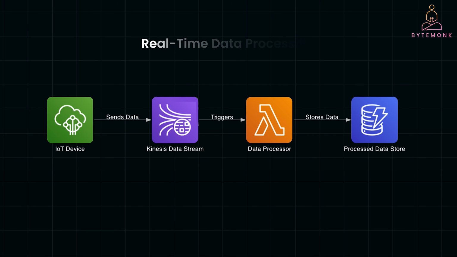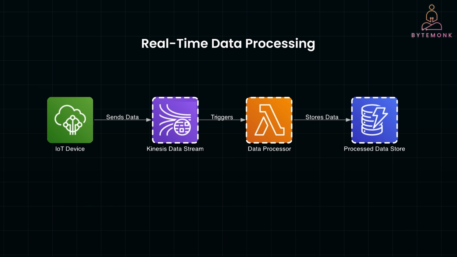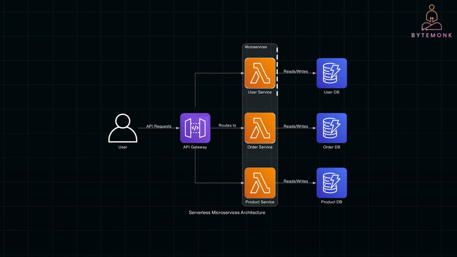Serverless is great for real-time data processing. Services like AWS Lambda can listen to data streams from Kinesis or DynamoDB, processing each piece of data as it arrives. And this makes it ideal for IoT applications, sensor data, or even processing financial transactions. Serverless computing fits naturally within microservices because each microservice can be implemented as a small independent Lambda function, making it easy to scale specific service without affecting the entire system.